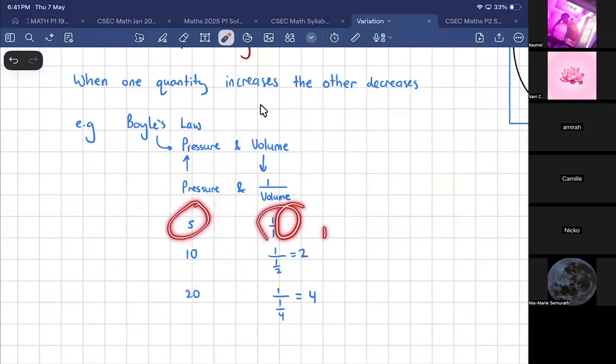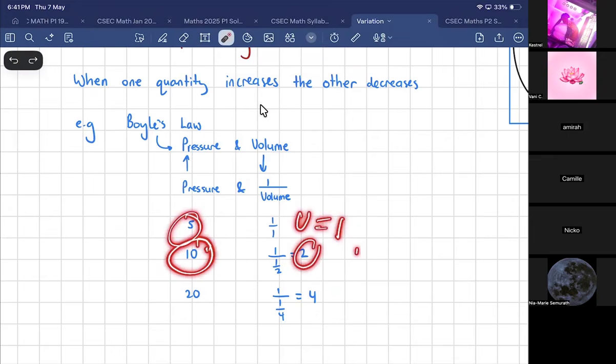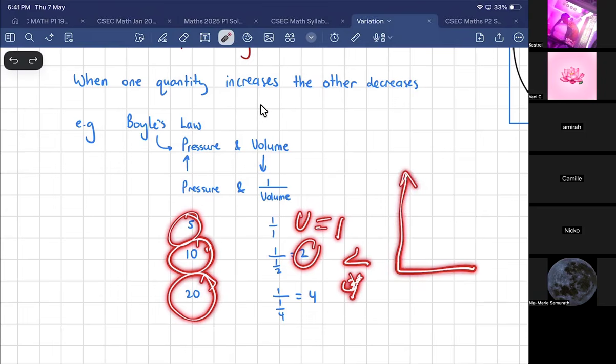So Nikolai, when you relate pressure to 1 over volume, you see that when you increase the pressure, we start off with pressure of 5, volume of 1, then a pressure of 10, volume of 2, pressure of 20, volume of 4. So when we look at pressure and 1 over volume, does that look proportional or inversely proportional? Proportional, right? Yes, sir. And if you were to plot a graph of pressure versus 1 over volume, it'll actually be a linear graph. Yes, sir.